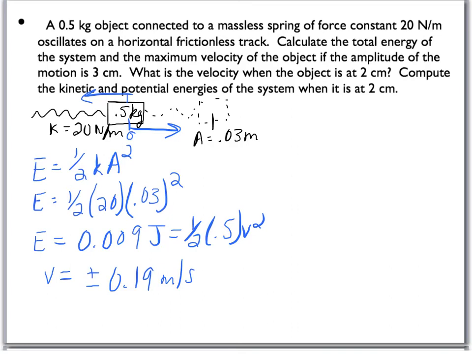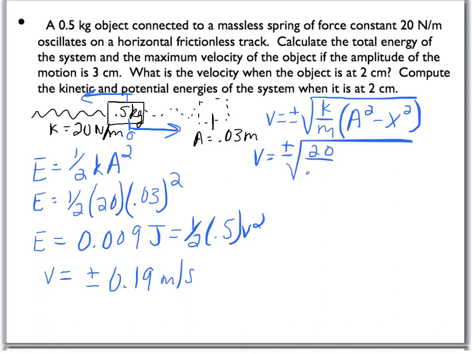Let's look at some of the other questions. Next, they ask, what is the velocity when the object is at a position of 2 centimeters? Here, we could go back to the equation that I showed you on the last slide. That equation said that v is equal to plus or minus the square root of k over m times the quantity a squared minus x squared. When we plug in our values, our k was 20, our mass is 0.5, the maximum amplitude was 0.03, and we are looking at an x position of 0.02. So, make sure that you square each of those position values. Plug all of this stuff in. Go ahead and pause the video if you need to. You would find that your velocity at that point is equal to a plus or minus 0.141 meters per second.